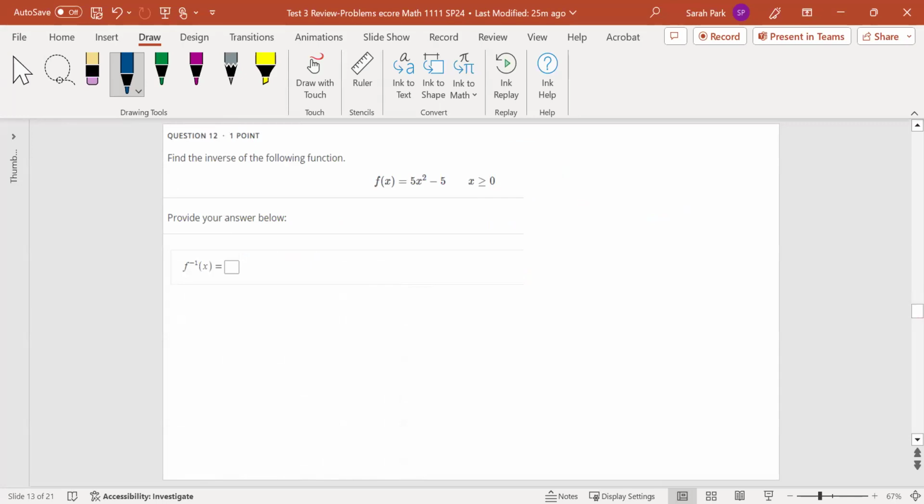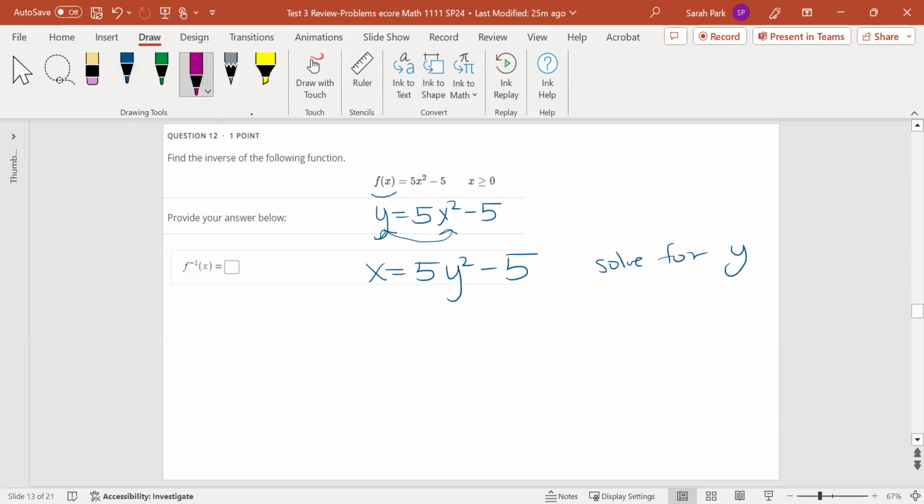Okay, number 12, we want to find the inverse function of f of x equals 5x squared minus 5, where x is greater than or equal to 0. Okay, so there are a couple steps to do this. First is to rewrite this as y equals 5x squared minus 5. This is just easier to work with y than f of x. And then we're going to switch the x and the y and write x equals 5y squared minus 5. And then we're going to try to solve for y. We can do that by adding 5 to both sides.